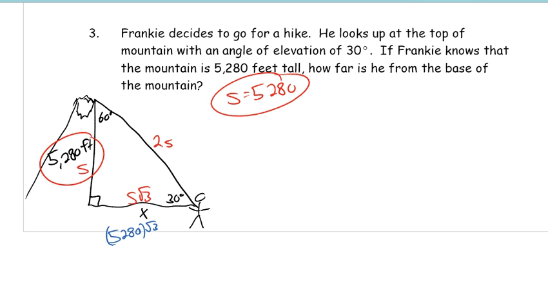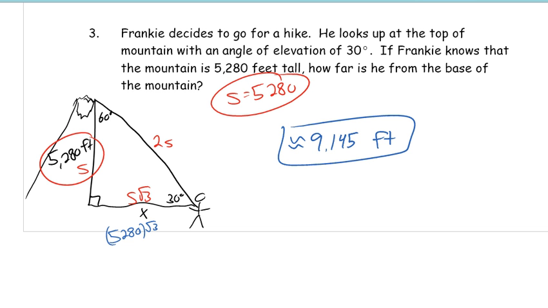So let's go ahead and do the square root of 3 times 5,280, and we get about 9,145. We'll go to the nearest foot. We don't need to go any further than that. It's 0.228, and so on. So it's about that far away from the base of the mountain.